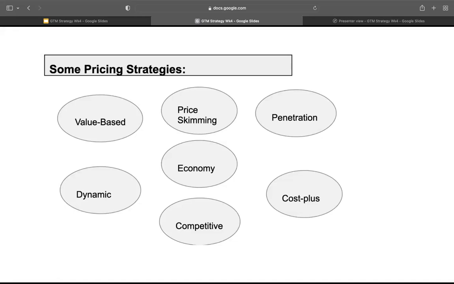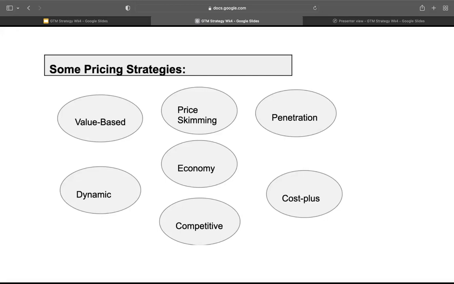Another strategy is penetration. I explained this yesterday too. It's people that are newly launching that actually use this more because they've not had their market yet. So they need to come in with a very low and catchy price so that they can penetrate that market and gain their users. So that's another pricing strategy, penetration.